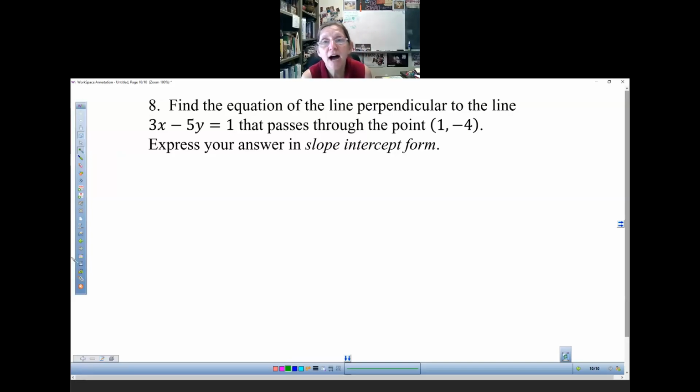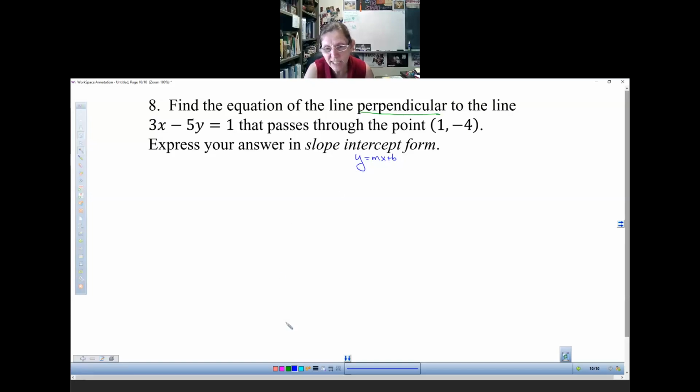So find the equation of the line which is perpendicular to the line 3x minus 5y is equal to 1 and passes through the point (1, -4). And we want our final answer to be in slope-intercept form. So again, we want our final answer to be y is equal to mx plus b.